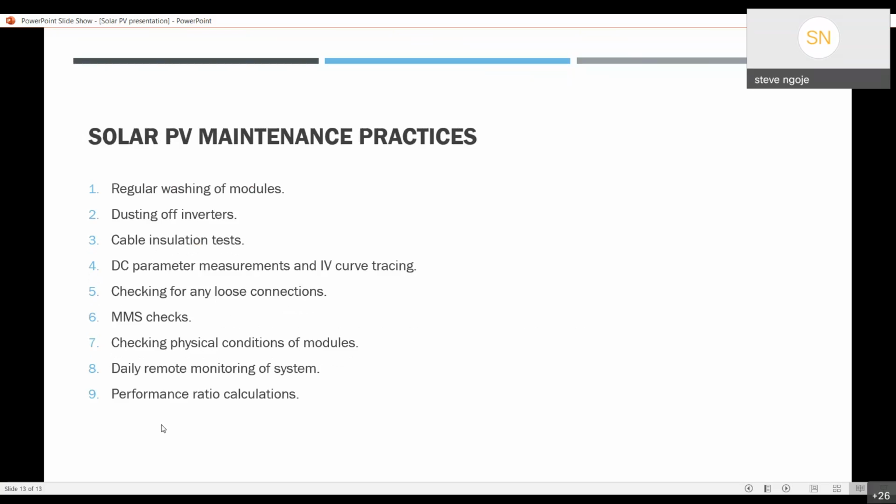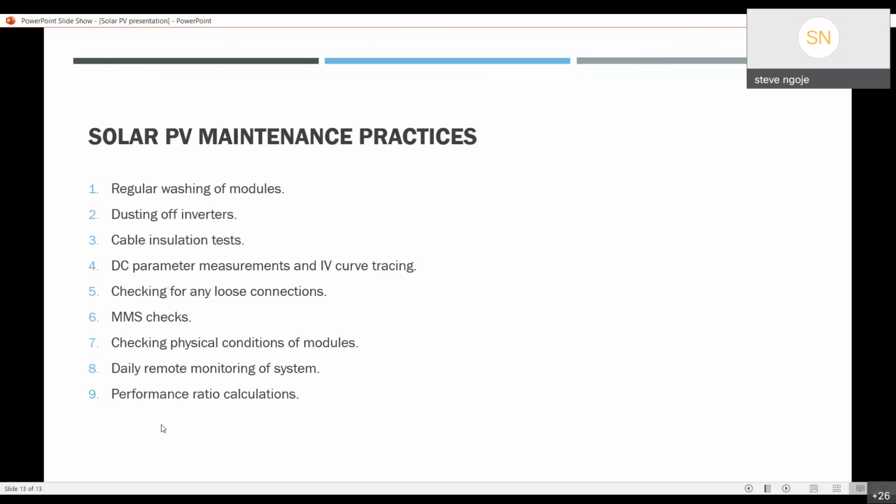Lastly, solar PV maintenance practices. Once you've designed it and built it, you have to maintain it. Maintaining it means you have to wash the modules, just using brushes and water. You're not supposed to use any detergent on solar modules. It will affect the glass, and that again is going to affect the ability of the rays to reach the cells. The type of water to use also has a whole list of requirements.